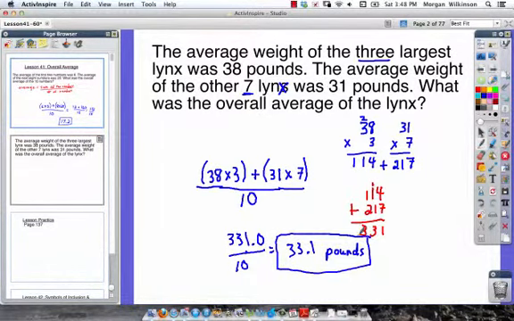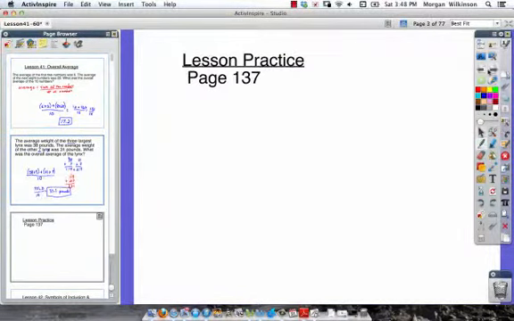If you have any questions, go ahead and write them down now. We're going to practice this more with our lesson practice during our next class on page 137. Make sure you've got your notes completed, and I'll see you soon.